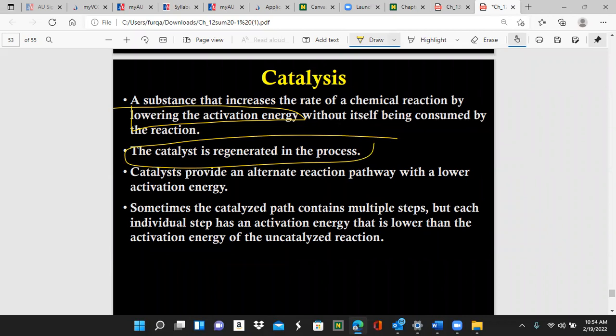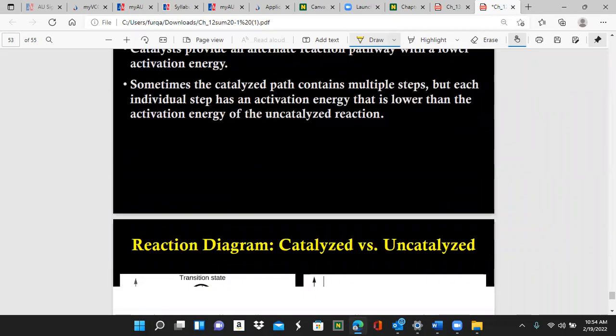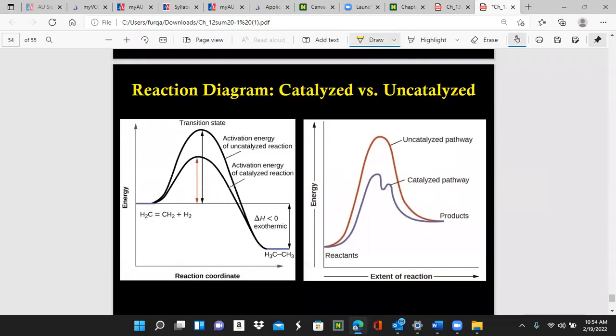Sometimes the catalyzed path contains multiple steps. So you have to determine the mechanism once again. If you are using a catalyst, it's going to be a different process all over. So if you look at the chemical reaction which is catalyzed versus uncatalyzed here, you see that the pathway is changed for a catalyzed versus an uncatalyzed pathway.